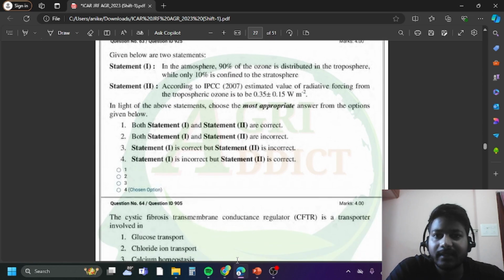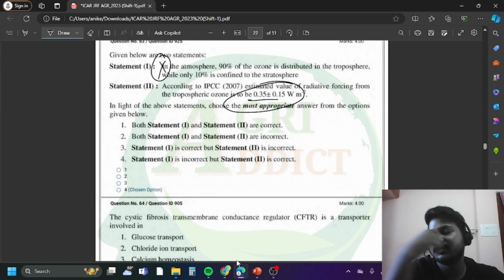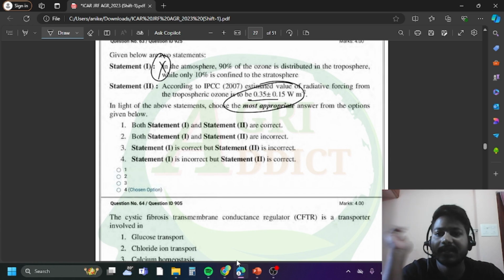Next is, in the atmosphere, 90% of the ozone is distributed in the troposphere, while only 10% is confined to the stratosphere. It is just the opposite. So statement number 1 is incorrect. According to the IPCC, this I don't know, I didn't find any source of it. I went to the IPCC 2007 but couldn't find it, so I will not attempt it. But according to the answer, statement number 1 is incorrect and statement number 2 is correct.